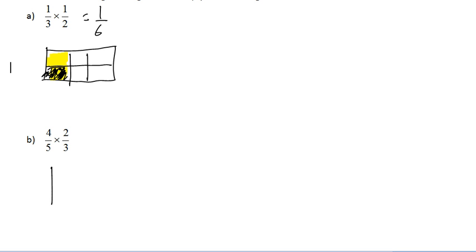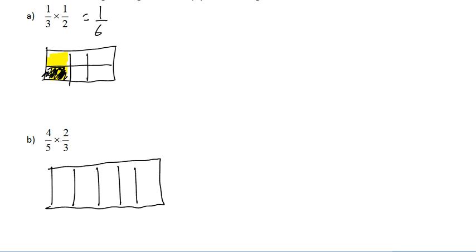Okay, and again, I'll start out with 4/5. So that's 1, 2, 3, 4. So there's 4/5. And then I need 2/3 of that. So that's going to give us 8 over, and there's 15 squares in that.